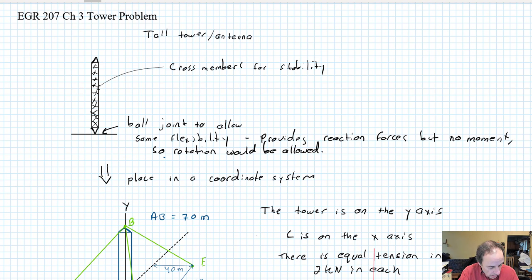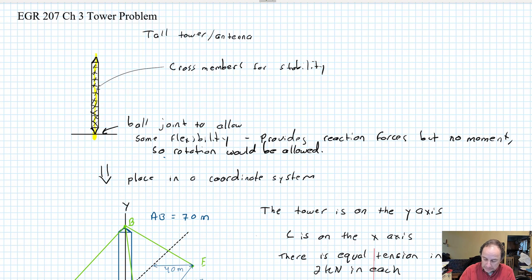We're going to call this one the tower problem. What we've got is a tall, thin tower right here, and the crosshatches are just support struts. Where it contacts the ground, there's a ball and socket joint. So there's flexibility. This type of joint, as you remember, provides reaction forces, but it can't provide a moment. So it'll allow this thing to sway a little bit, and it'll allow it some motion.